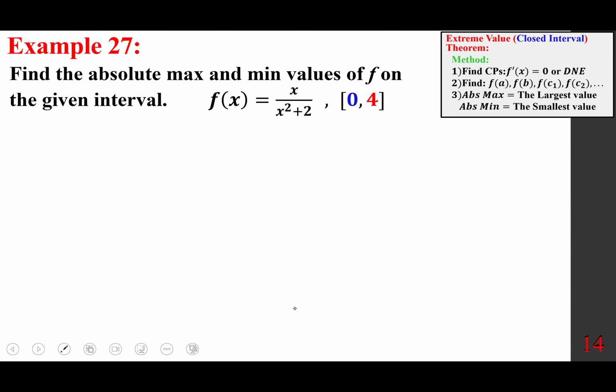All right, we're going to repeat the question with this function, f of x equals x over x squared plus 2 in the closed interval of 0 to 4. Now, what type of a function is this? I hope you recognize this as a rational function.